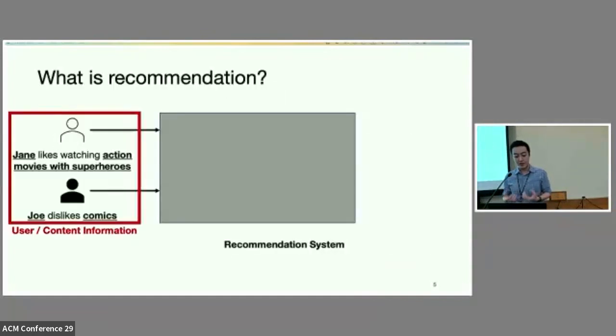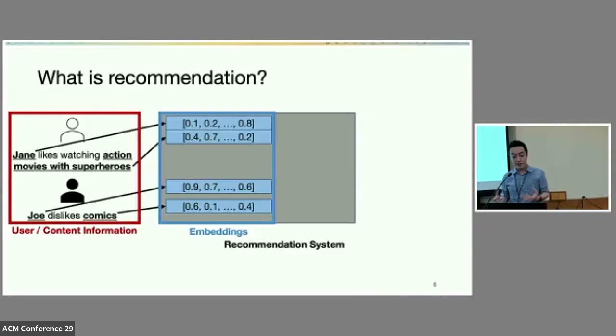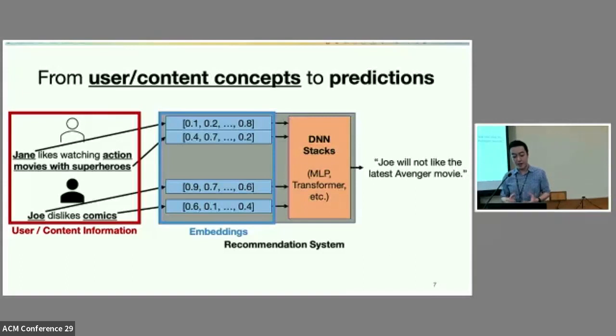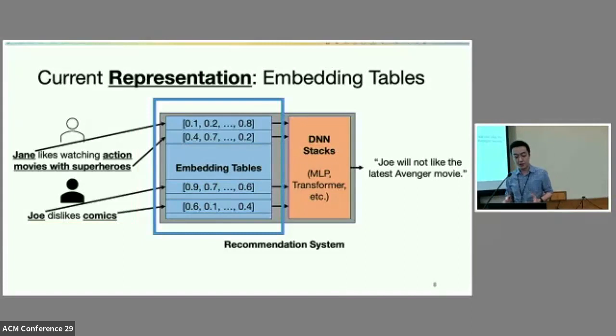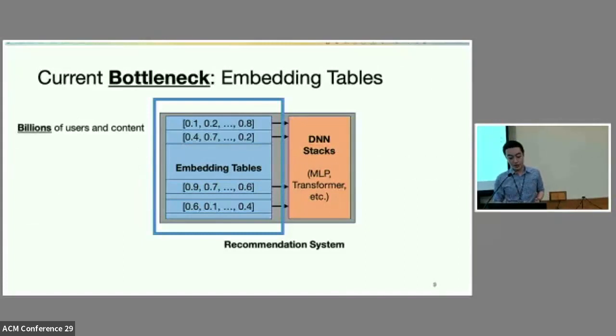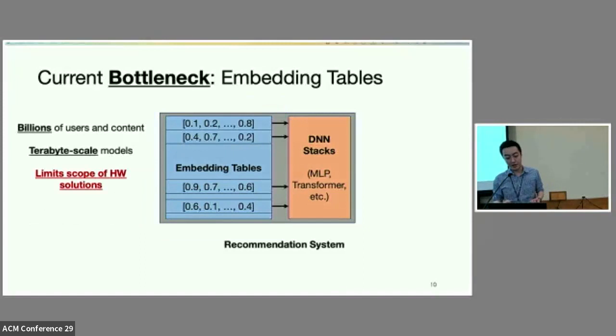To recap how recommendation is done, it takes in concepts about users and content, maps these concepts to dense vectors called embeddings, then feeds these embeddings through DNN stacks to generate recommendations. And state-of-the-art models like to store and represent these embedding vectors as tables. Unfortunately, when we have billions of users and unique pieces of content, we end up with terabyte-scale models that really limit the scope of feasible hardware solutions.